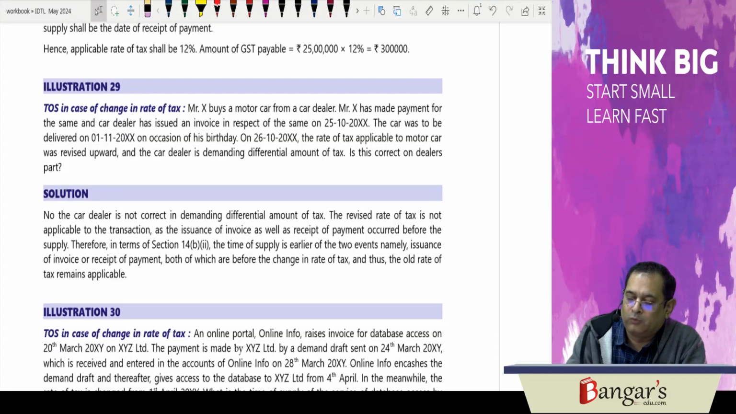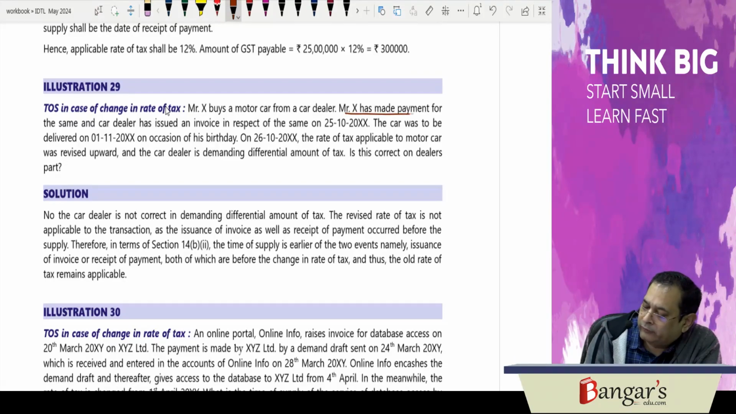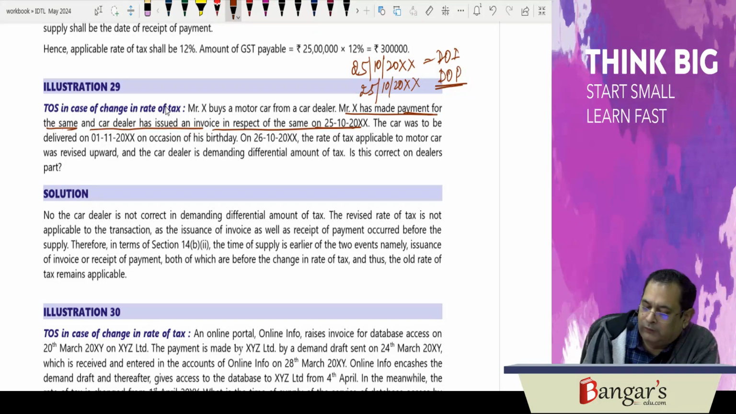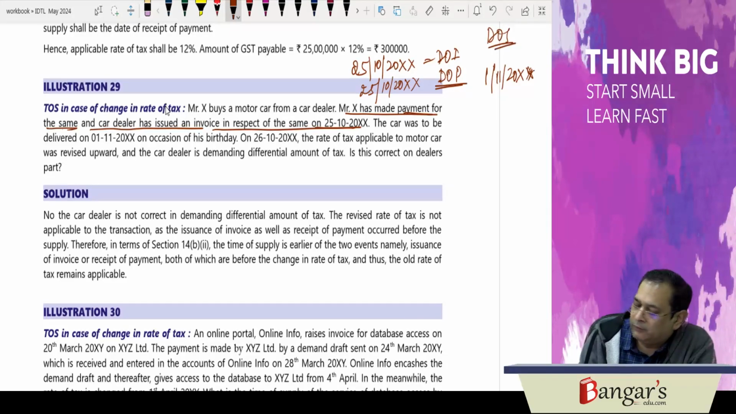X buys a motor car from a car dealer. X has made payment on the same and the car dealer has issued the invoice in respect of the same on 25/10. So date of invoice is 25/10, and as per his payment, it was released on 25/10. The car was delivered on 1/11. Date of supply is on 1/11.